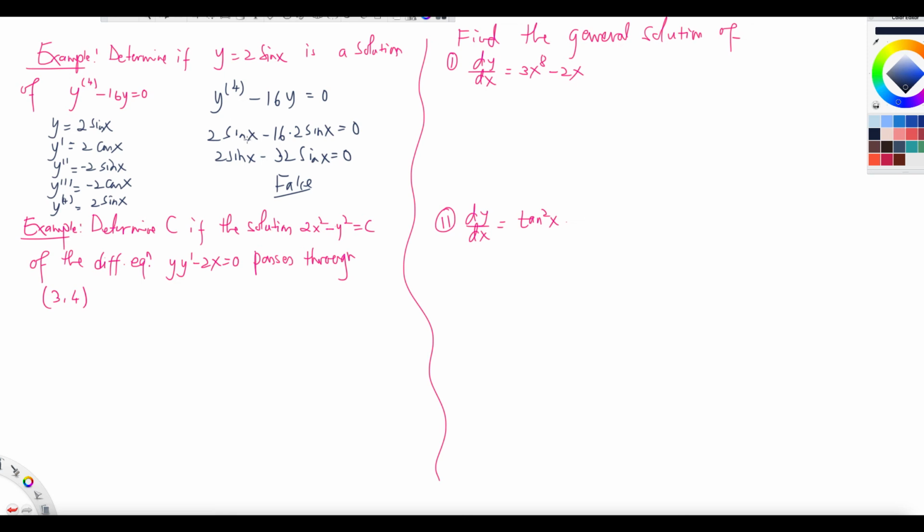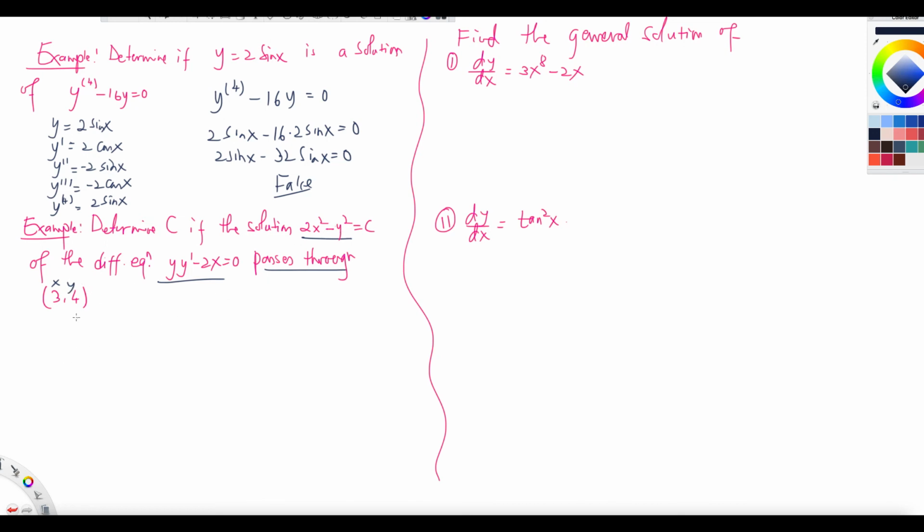All right, so let us see another example. Determine C if the solution 2x square minus y square equals C of the differential equation. The differential equation and the solution are given here, and you want to find the value of C if this solution passes through (3, 4). So we need to set x equals 3 and y equals 4, and then find C.